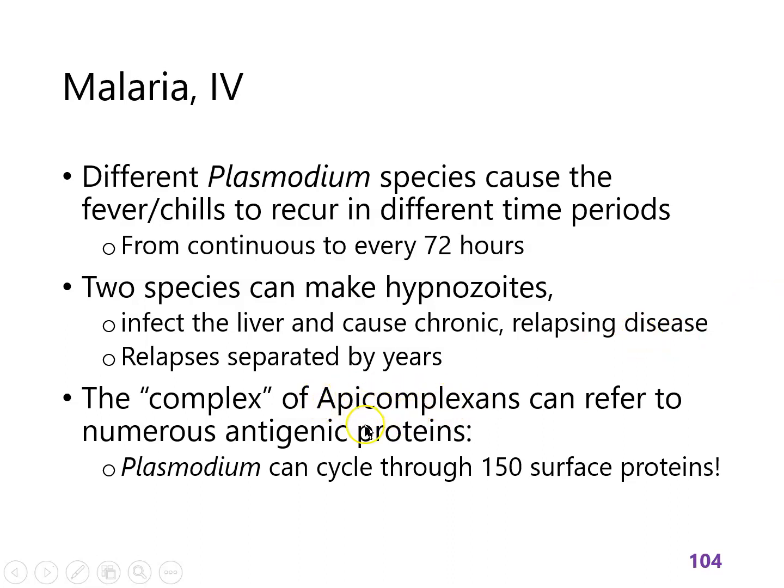Apicomplexan refers to the fact that they cycle through proteins on their surfaces. So these cells can put different proteins on their surfaces to evade immune responses. They can cycle through 150 different ones. And so that is why it's such an effective pathogen that can easily sicken a healthy person or a healthy adult.